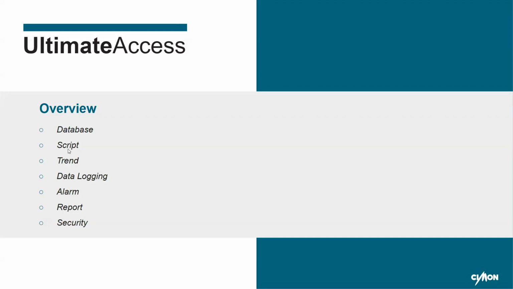So let's go over database, scripting, trending, data logging, alarms. Another term that classifies all three of these together would be historian. So when we say a device or a software has historical features, historian features, we're referring to trending, data logging, and alarming, because it tracks the data and then stores it locally so you can view it later, hence the term historian.